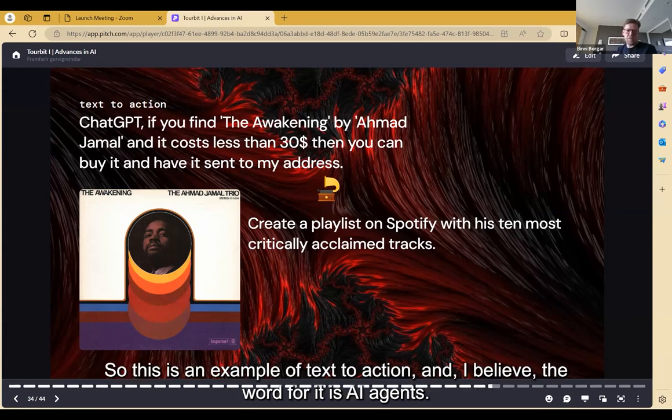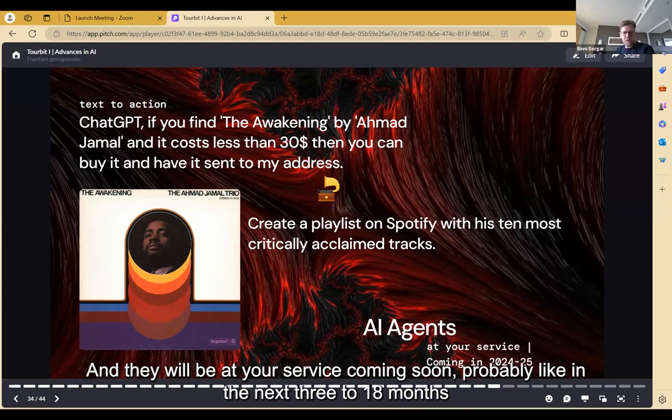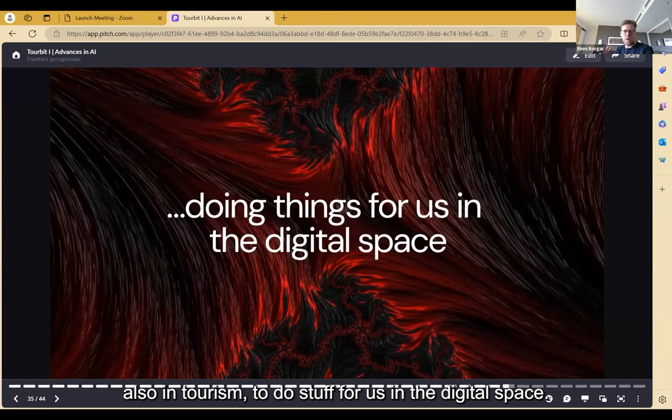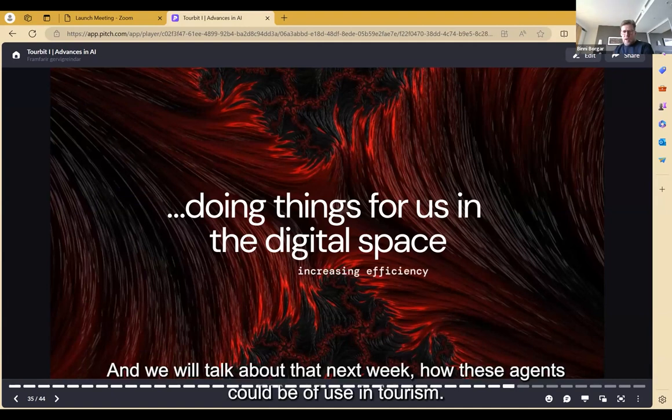So this is an example of text to action, and I believe the word for it is AI agents, and they will be at your service coming soon, probably in the next 3 to 18 months, also in tourism, to do stuff for us in the digital space. And we will talk about that next week, how these agents could be of use in tourism.